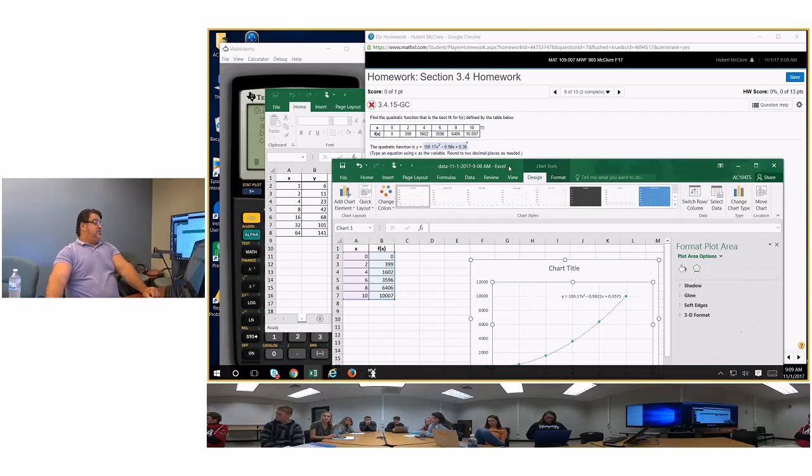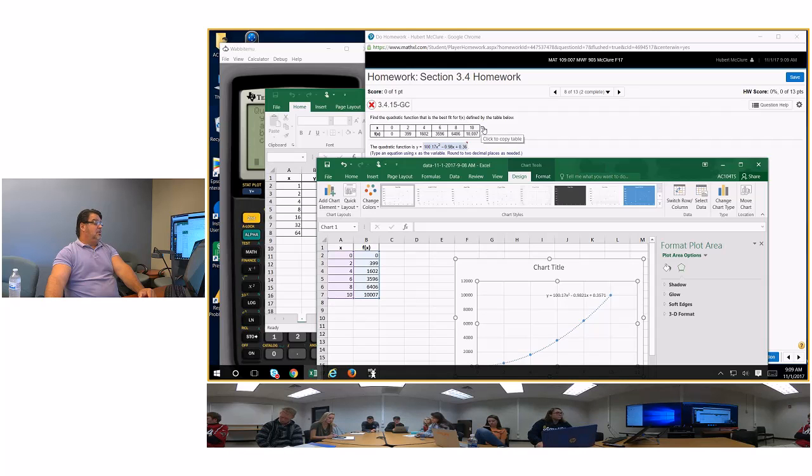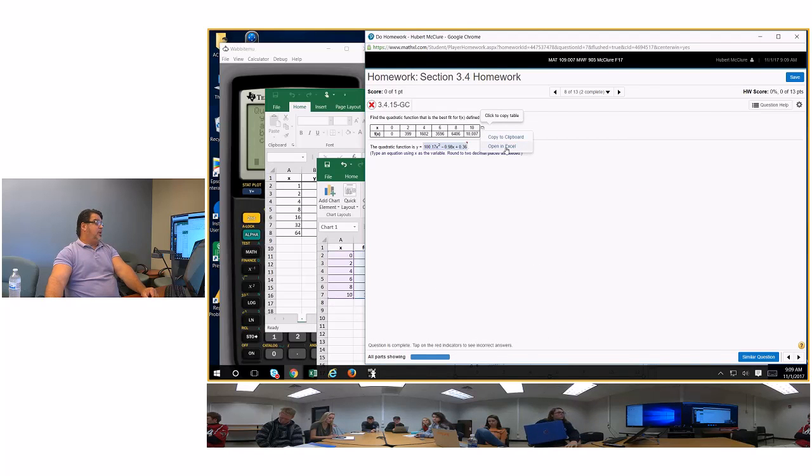So your best bet, as far as time goes, would probably be to use the Excel spreadsheet, because it'd save you a whole lot of time. You won't have to type in those values. And the Excel spreadsheet is usually on every computer. So once you click on this little icon right here, copy into Excel, it should pop up immediately.